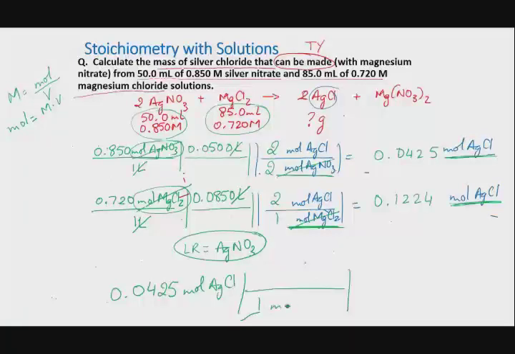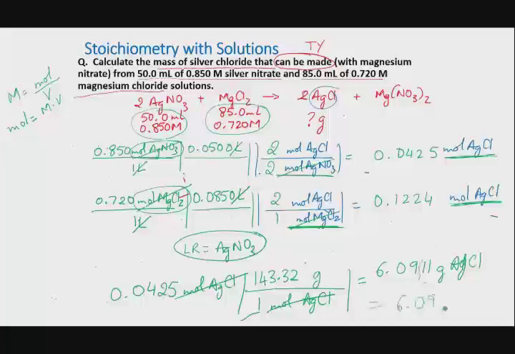can be converted into grams using the molar mass of silver chloride, which is 143.32, moles cross out, and this gives us 6.0911 grams of silver chloride. That rounded to 3 significant figures gives us 6.09 grams of silver chloride, and this is the maximum amount of silver chloride that can be made given the solutions we are using.